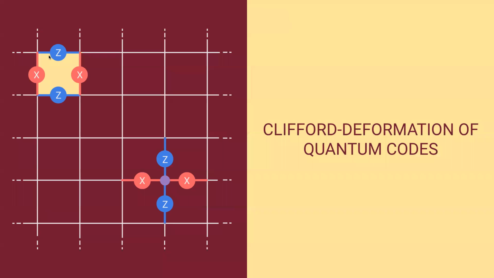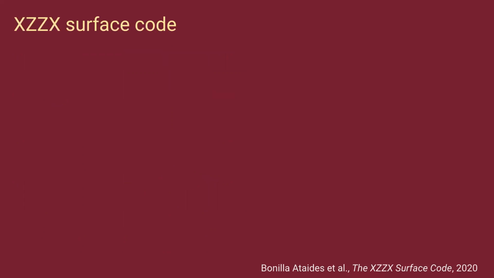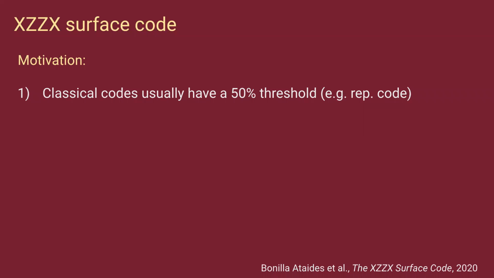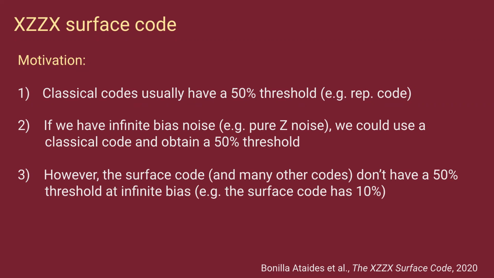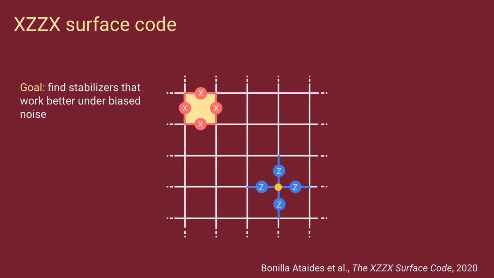Now that you understand everything about the 3D codes, we can go back to 2D and look at the deformations of one code. Let me first introduce the XZZX surface code for those who are not familiar with it. The motivation is that classical codes often have a 50% threshold. For instance, the repetition code has a 50% threshold with infinite bias noise, for instance pure Z noise. However, the surface code and many other codes don't have a 50% threshold at infinite bias. The surface code has about 10% at infinite bias. So the goal is to find new stabilizers that could work better under bias noise.